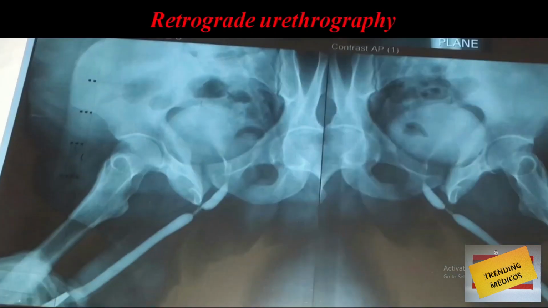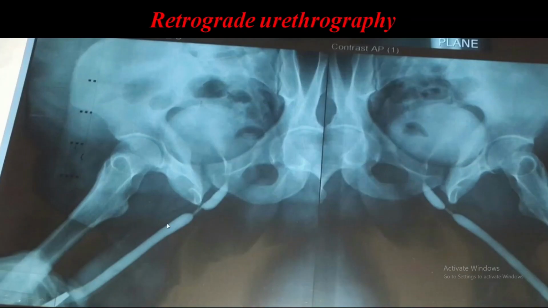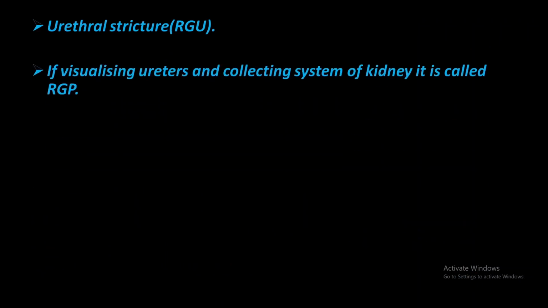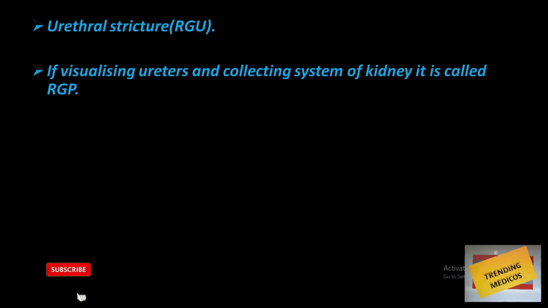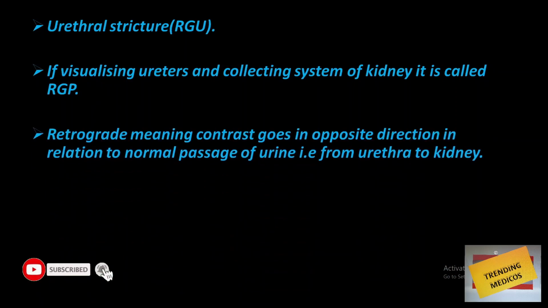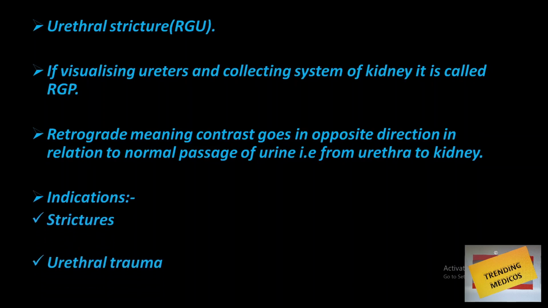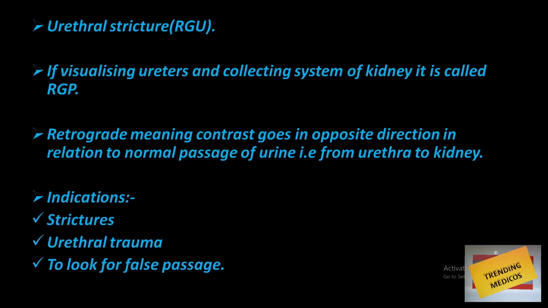KUB. In KUB, retrograde urography is a very important thing. The dye passes through the urethra, and you can see the contrast going retrogradely. So the urethral structure is seen in RGU. If visualizing the ureter and the collecting system of the kidney, it is called RGP. Retrograde means contrast goes in the opposite direction to the normal passage of urine, that is from the urethra to the kidney. Indications are strictures and urethral trauma, to look for false passages.